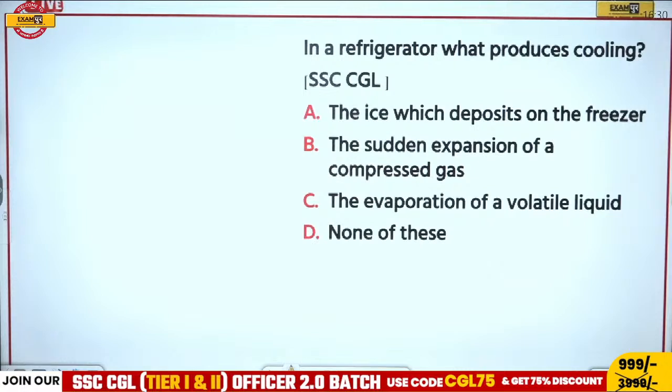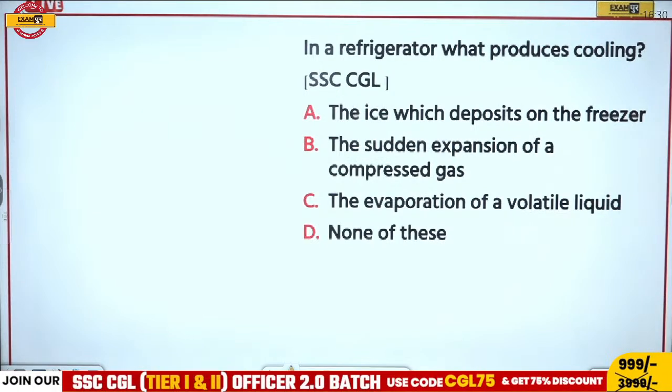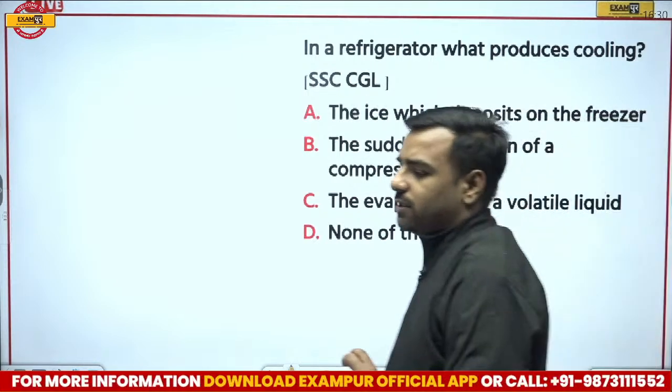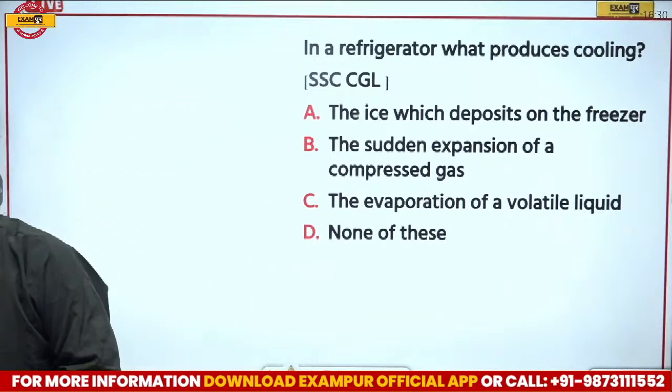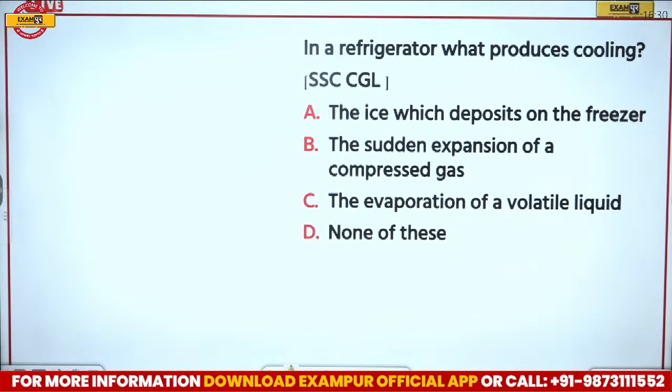Next we have, in a refrigerator, what produces cooling? Is it the ice which is deposited in the freezer? Is it the sudden expansion of the compressed gas? Is it the evaporation of a volatile liquid, or none of the above? What is the correct answer here? What produces cooling? What do you think? What produces cooling in the fridge? Answer please.